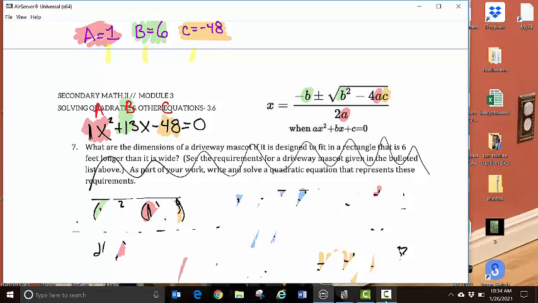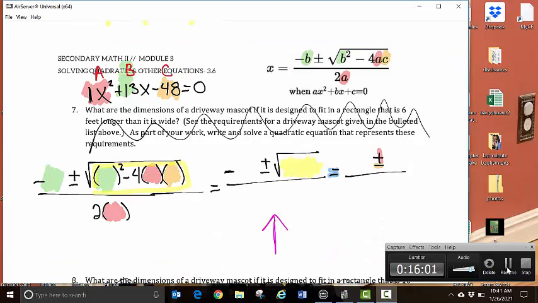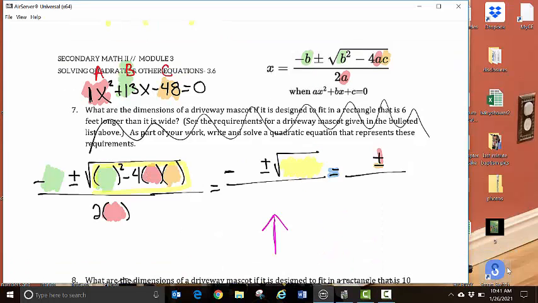1x squared plus 13x minus 48. And I want your group to try to solve that as far as you can using the quadratic formula. So plug stuff in and simplify following the steps. A is 1, B is 13, and C is negative 48. So A, B, and C, right? A is the number in front of x squared. B is the number in front of x. And C is the constant, the thing by itself.